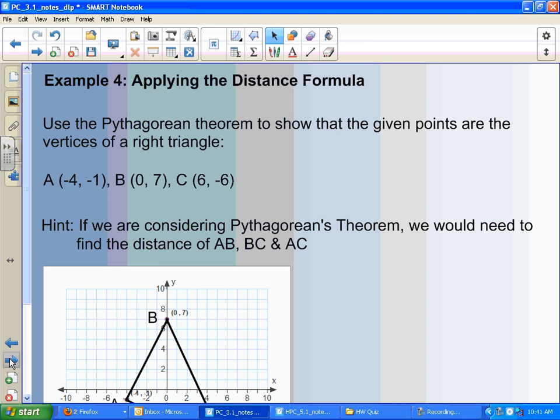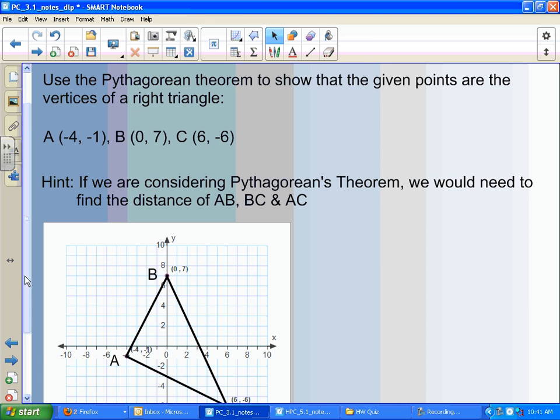Yeah. So here we have 3 points. And we're going to somehow prove that that thing is a right triangle, with just knowing coordinates here. I don't have any other information.